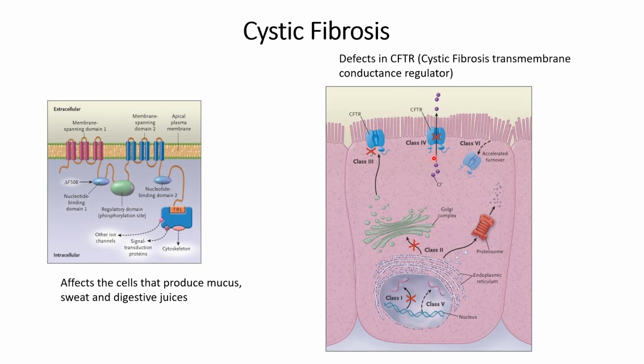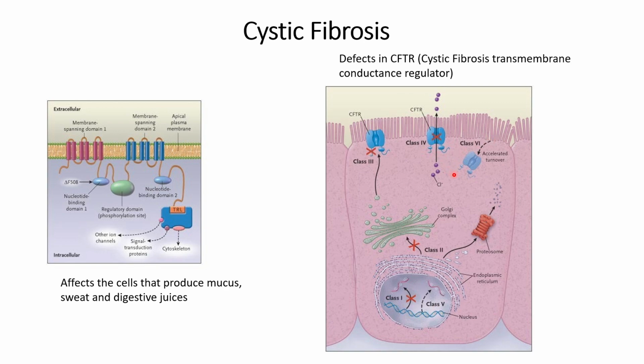Fourth one is class 4, where it is not able to transport chlorine ion, not calcium ion, chlorine ion, from inside the cells to the outside, to the extracellular matrix.